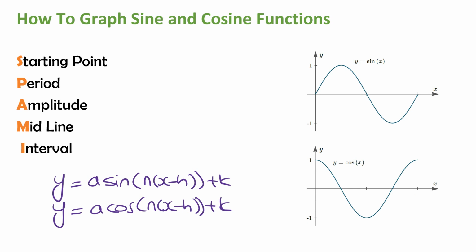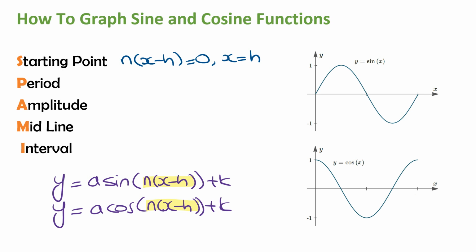To find the starting point, what you need to do is let whatever's inside the brackets of the sine or cosine function equal 0 and then solve for x. And so in the general form we would let this equal 0 and solve for x. And so n times (x minus h) is equal to 0. Solving for x, x is going to equal h. This means we start to sketch the graph when x is equal to h.